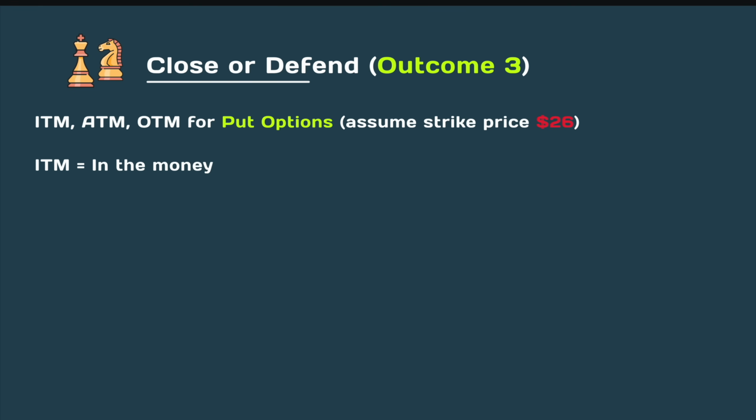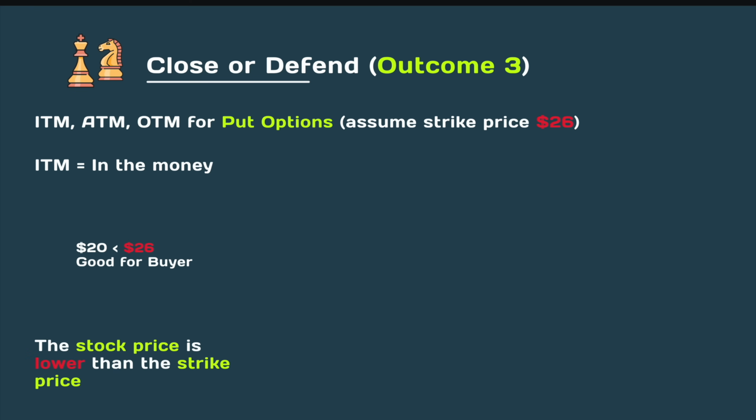First of all, what does it mean when the option is in the money? In this case over here, it's good for the buyer. Why? Because let's say that the stock price is $20 here. It's less than the strike price. So in this case, the buyer is going to go out there in the economy, they're going to purchase a stock for $20, and they're going to exercise their right to sell it to us at our strike price of $26. So in this case over here, from the perspective of the buyer, we're going to say that when the stock price is lower than the strike price, the option is in the money from the perspective of the buyer.